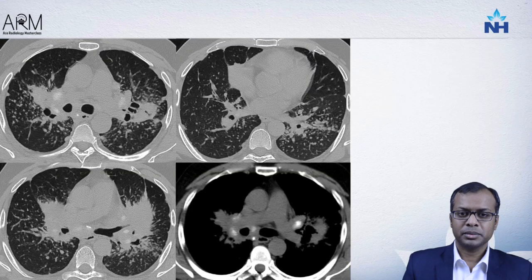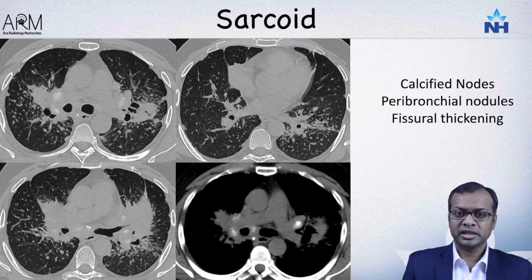This is another case where you are looking at perihilar involvement of the lungs, and you start seeing lymph nodes and some nodularity along the lymphatic region. This is classical of sarcoid. So perihilar involvement, calcified lymph nodes, think about sarcoid lung disease.